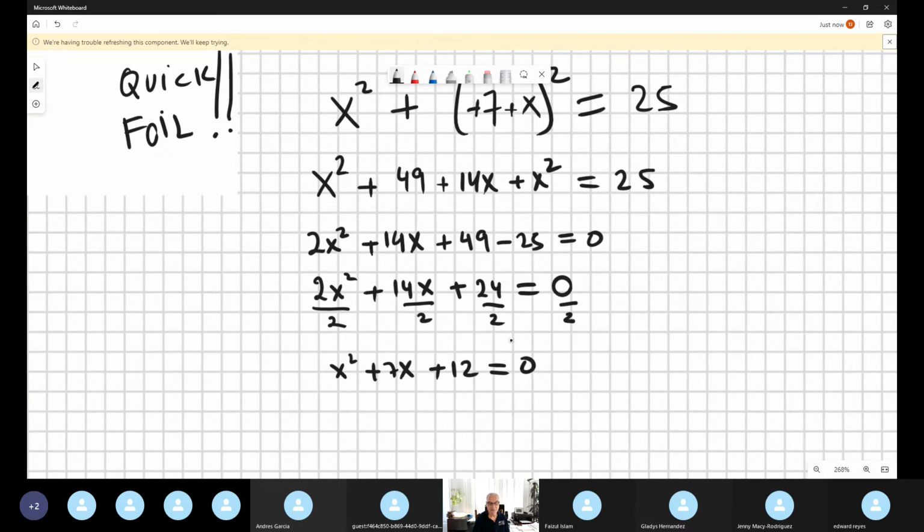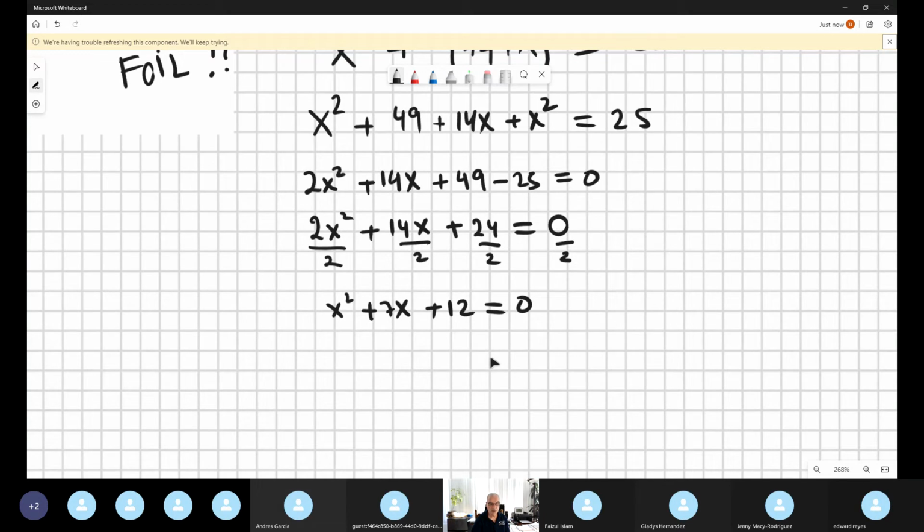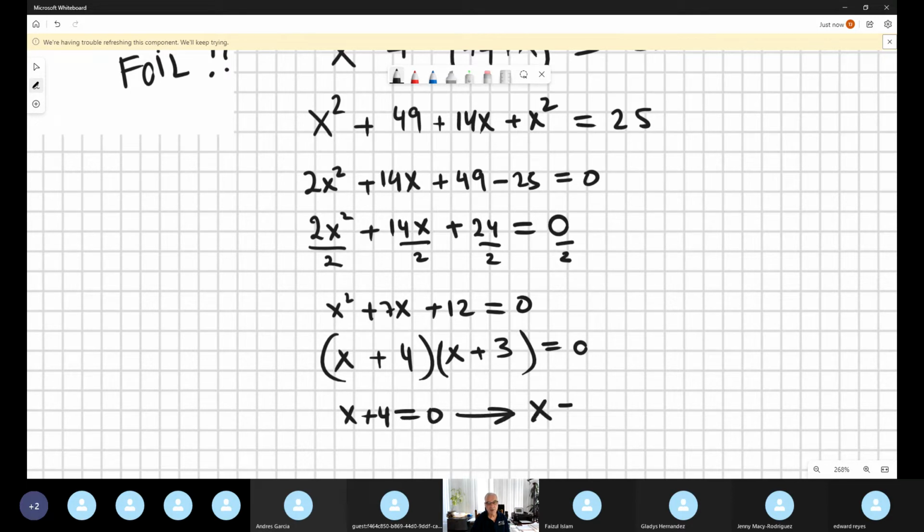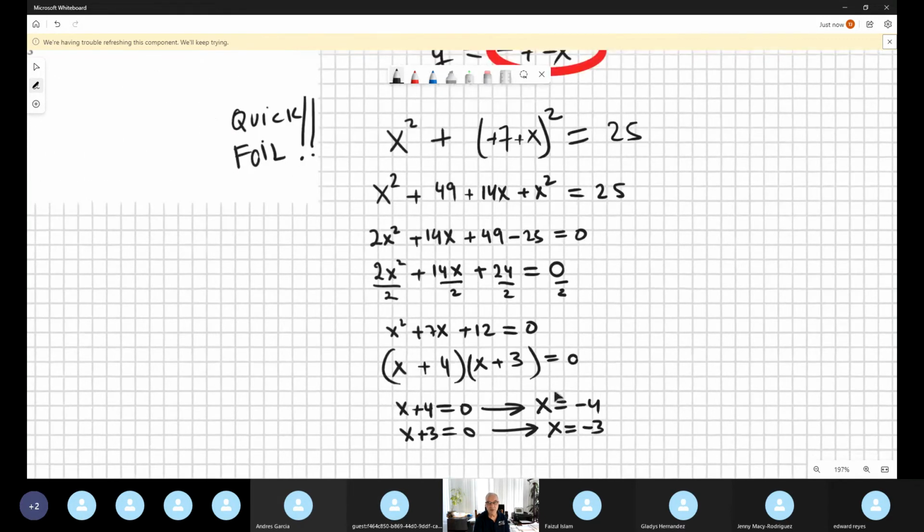And we solve this in 1 second by factorization. It's 4 and 3. 4 times 3 is 12, and 4 plus 3 is 7. Positive everything. Now x plus 4 equals 0, corresponding with the solution -4. And x plus 3 equals 0, corresponding with the solution -3. Okay, now we almost finished.